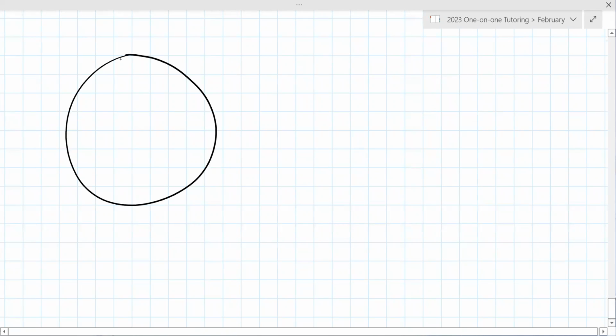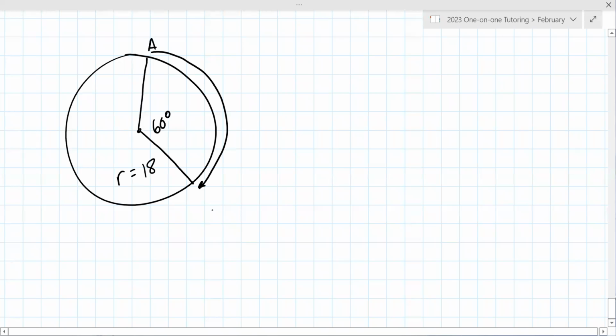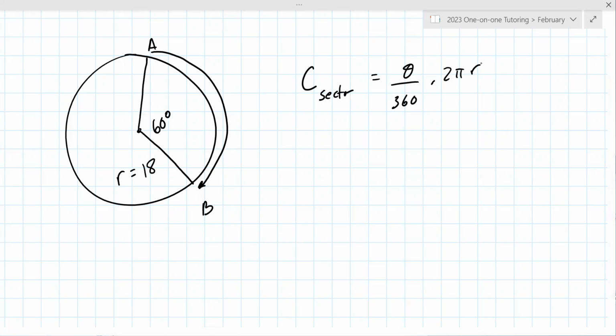So let's take a look here. Let's say I give you a circle and I tell you that this is 60 degrees, not to scale. That's horrible. Just pretend that's 60 degrees. And let's say the radius is 18. I want you to find the arc length, basically the length from A to B here. So again, you're going to use this circumference sector formula. It's the angle out of 360 times 2 pi r. I believe this one works out nicely, so give this a try. And if you have any questions, of course, let me know.